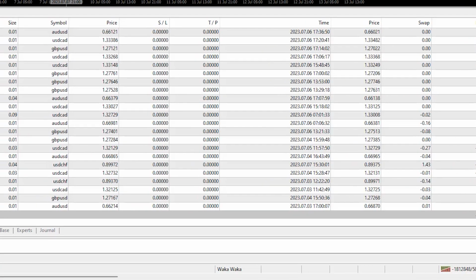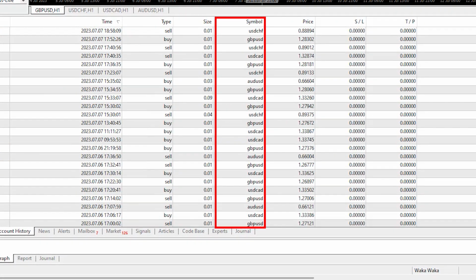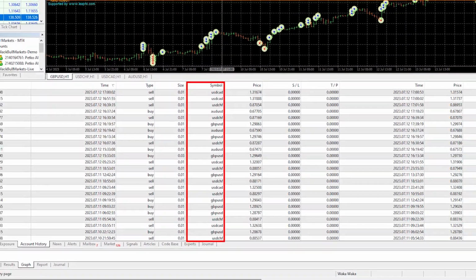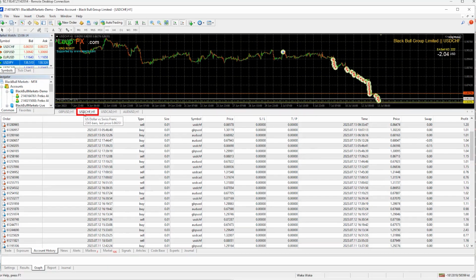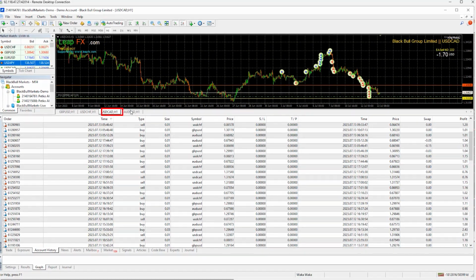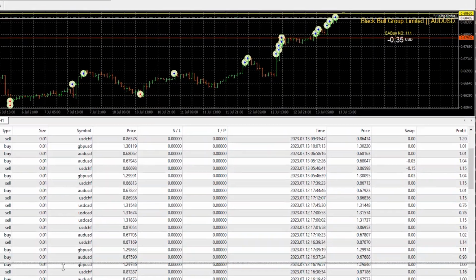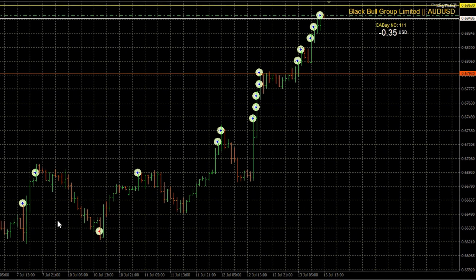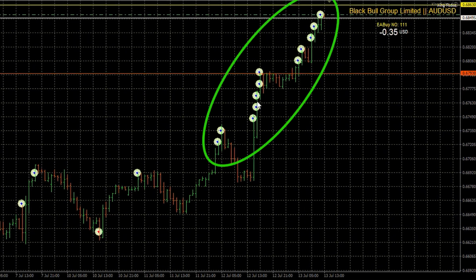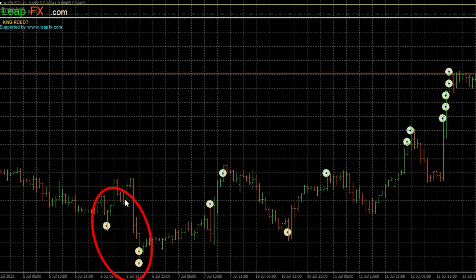Now, if I show you some of the closed trades, you will notice that it traded on all pairs. There are trades from the pound dollar, from the dollar Swiss, from the dollar cat, and from the Aussie. What you can notice from the expert advisor, just looking at the chart, is that it will open long trades when the price goes up. And here again we have long trades when the price goes down.